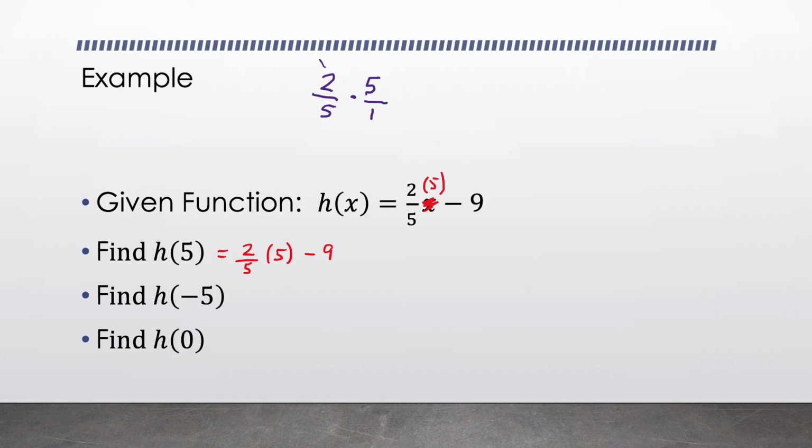You just need to multiply the top parts together and the bottom parts together. So I would start by doing 2 times 5, which is going to be 10. And then I would do 5 times 1, which is going to be 5. 10 divided by 5 is going to give me 2. So I'm going to have 2, and then I still have the minus 9 on the end, which is going to give me a negative 7.